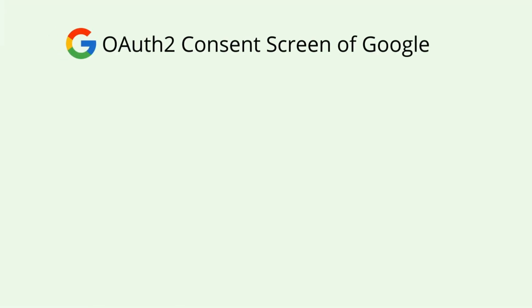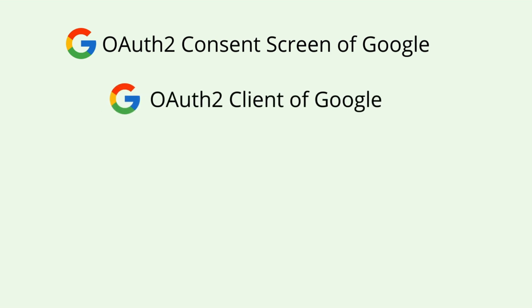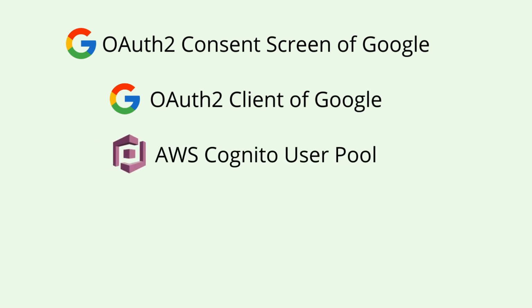Let's make a quick recap. I've configured the Auth2 consent screen in Google. I've created an Auth2 client in Google. This one will be used by Cognito. I've created a user pool in AWS Cognito. Here I add the Google information. At the end I have another Auth2 client that I use in my Spring Security application.